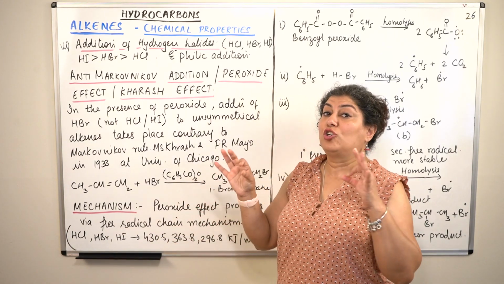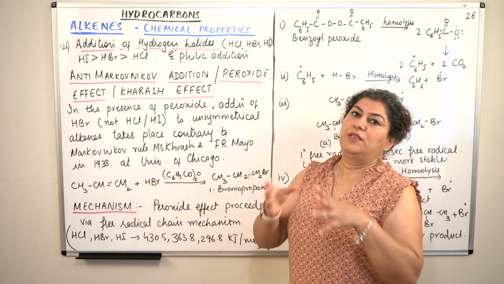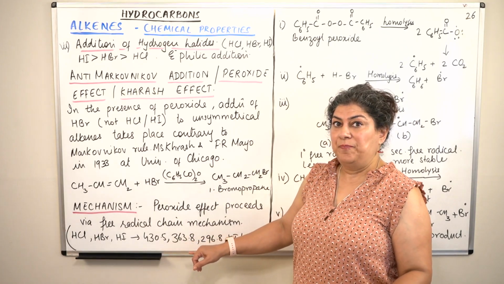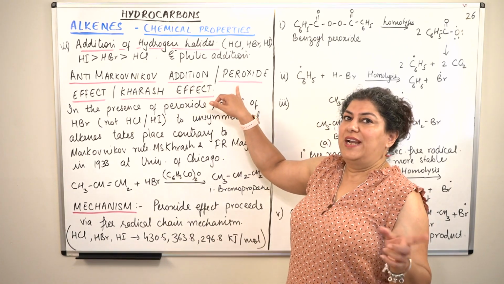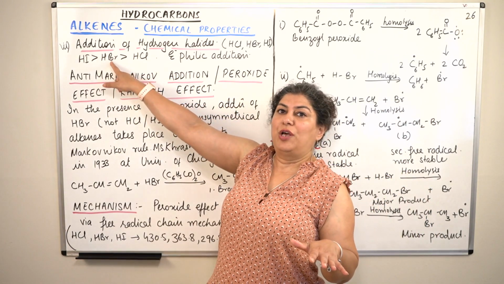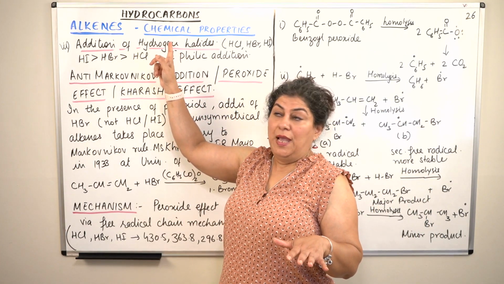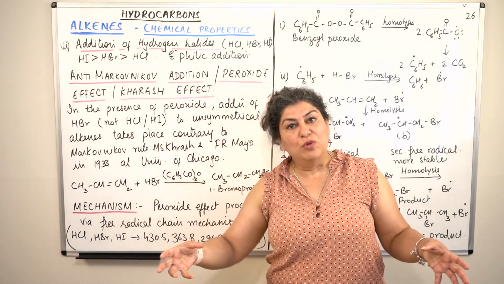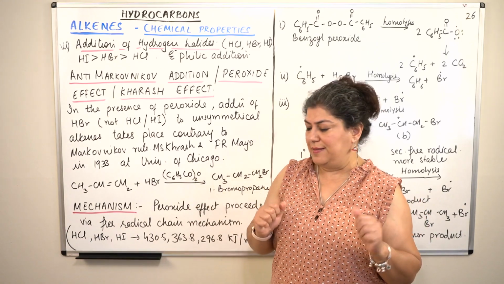In the case of hydrogen bromide, the energy is 363.8, which is less than 430, and the electronegativity difference is not so much. There is a possibility of homolytic cleavage, and that is why homolytic cleavage takes place. If a peroxide was not present, homolytic cleavage would not have taken place, and the addition would have been electrophilic addition. But in the presence of a peroxide, hydrogen bromide undergoes homolytic cleavage and forms free radicals.